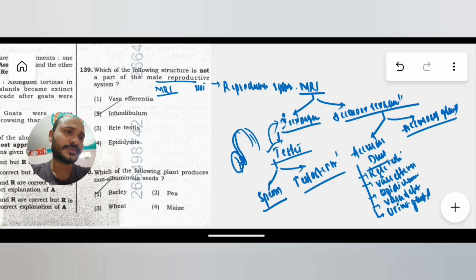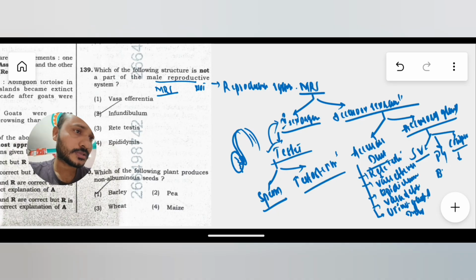So like that we have various ducts in the male reproductive system. Now, there are three important accessory glands present in the male reproductive system. The first and most important accessory gland is the seminal vesicles, and one more is the prostate gland, and the third one is the Cowper's glands. These Cowper's glands are also called bulbourethral glands.